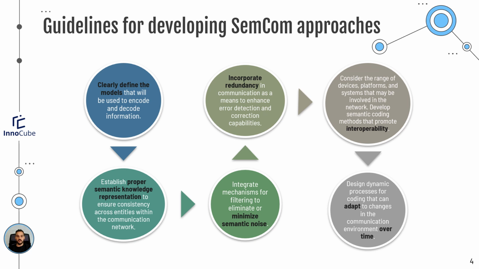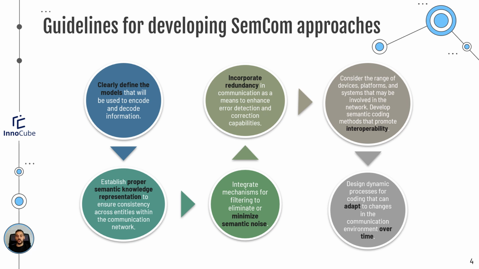We need to clearly define the models in order to be accurate and in order to extract the appropriate information from the data that we want to transmit. We need to represent this semantic information appropriately in order to be explainable and to be able to identify if something goes wrong with a component. We need to minimize semantic noise because semantic noise can propagate errors to the communication channel and increase the errors in the communication as well.